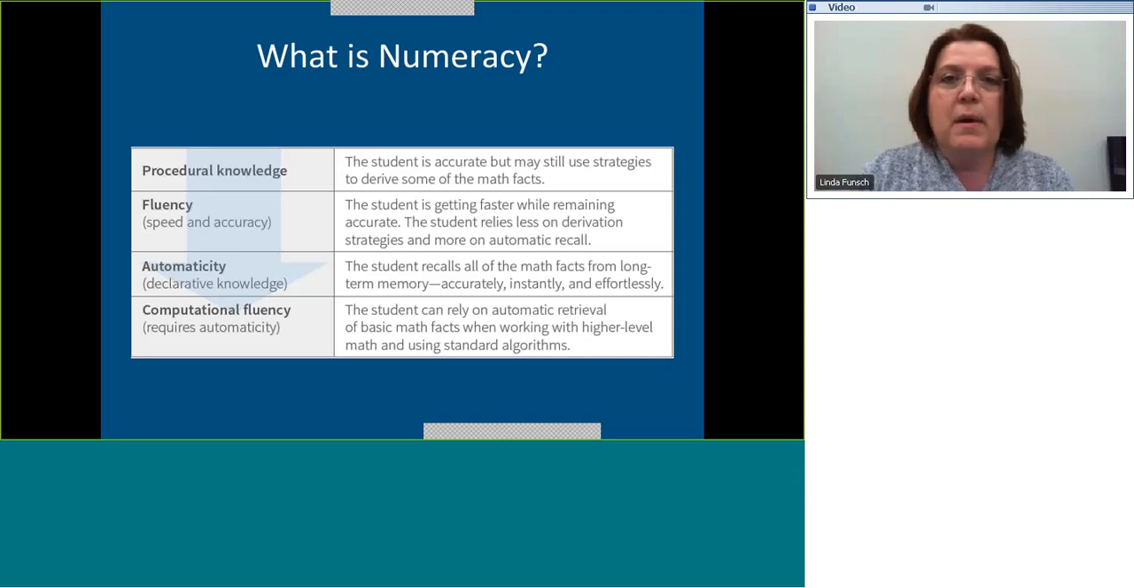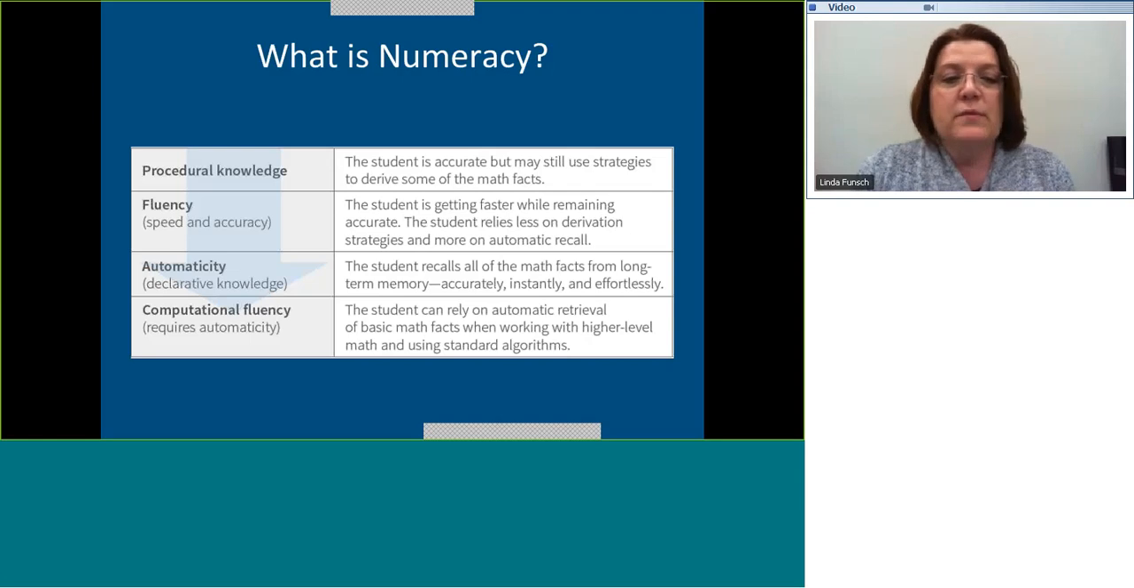It's not strictly memorization. Next comes that speed and accuracy, when students have had enough exposure to working with those numbers and using those strategies over and over again. They've become faster at what they're doing and continue to remain accurate without having to memorize. The students are relying on less derivation of the strategy, using the strategies, more on recall at this point.